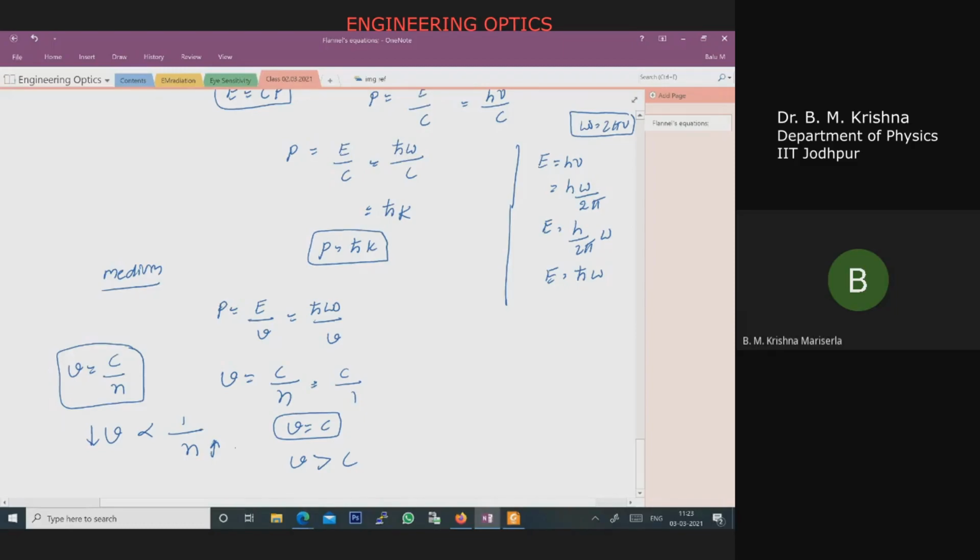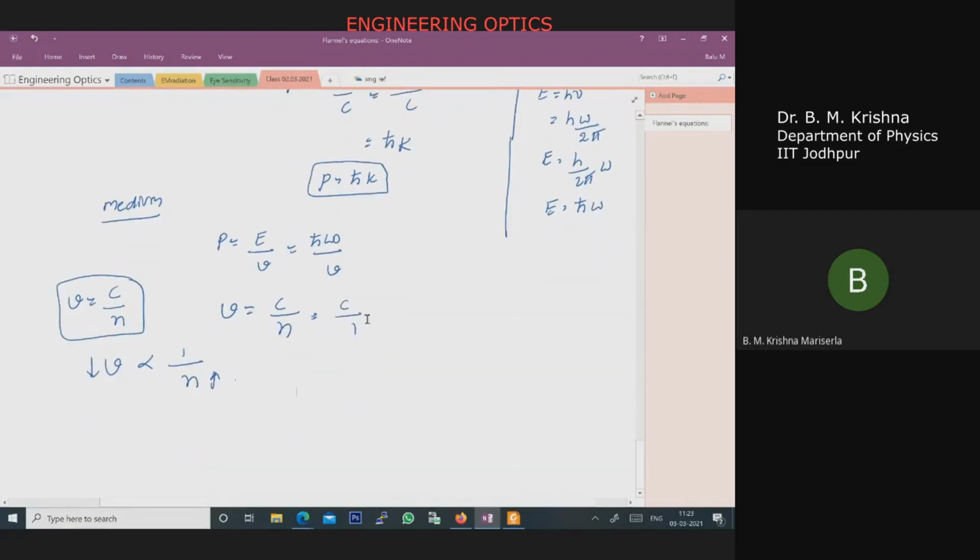So that means no natural materials can behave like this. All natural materials have a refractive index higher than 1. That is why, when electromagnetic radiation propagates through a material medium, its velocity is reduced. So that means your n is higher, so you get a lower velocity compared to the speed of light.